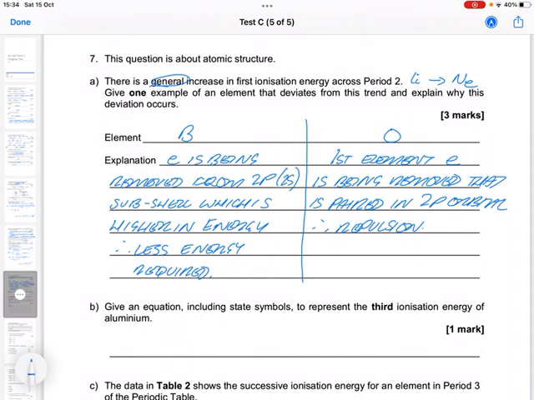So, 1 mark for boron, 1 mark for it going from a new subshell, 1 mark for it being higher in energy. And if you've done oxygen, so 1 mark for oxygen, first one for saying that it is the first one that is being paired in the 2p orbital, and then the third mark for stating that we have repulsion.